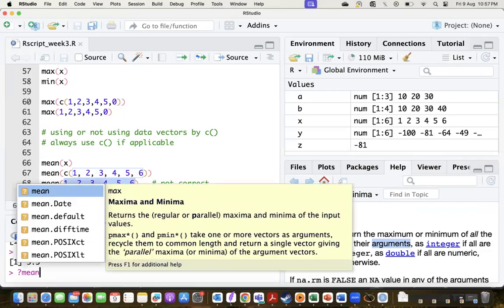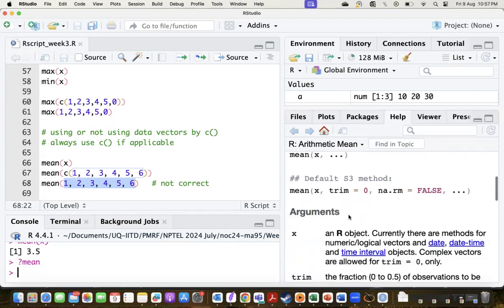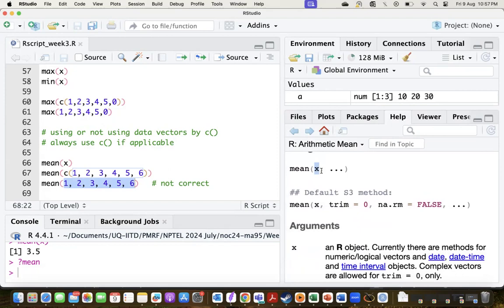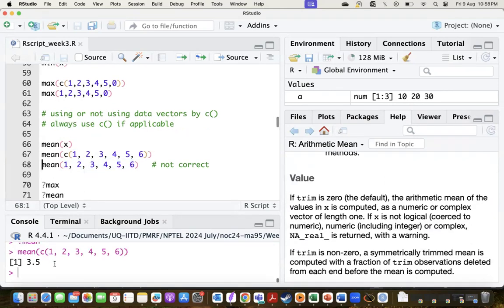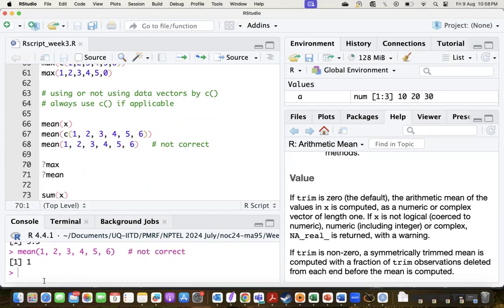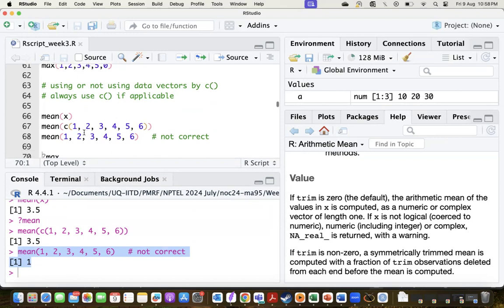And now I see what mean wants as the input. So again, if you see here, mean is saying that I just want one argument, right? So here I've given it one argument. So the mean of this thing is 3.5. But if I give it 6 individual inputs, it says the mean is 1, which of course is wrong, right? So can you think what is happening here? Why is the mean for this statement turning out to be 1?